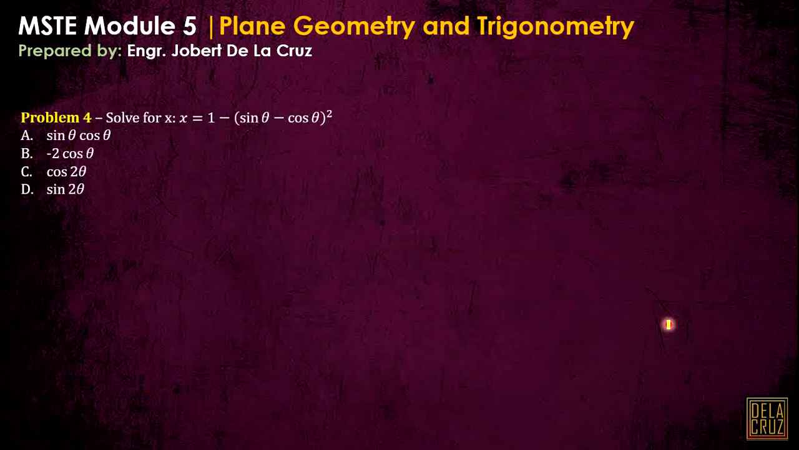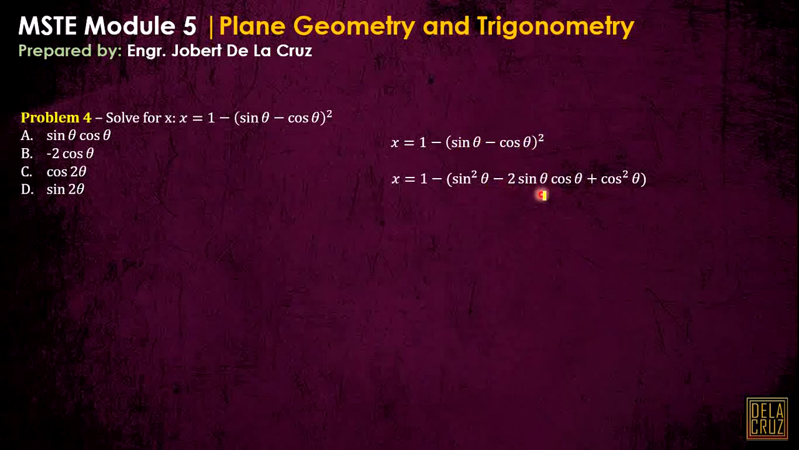Okay, so another example. Solve for the value of x when x is equals to 1 minus sine theta minus cosine theta quantity squared. So, solving this manually, we will expand this one, or simplify. So, expansion, FOIL method, sine squared theta minus 2 sine theta cosine theta plus cosine squared theta. Okay, so take note that sine squared theta plus cosine squared theta is 1. So, ito yon. So, arranging or simplifying, it will give us that answer.